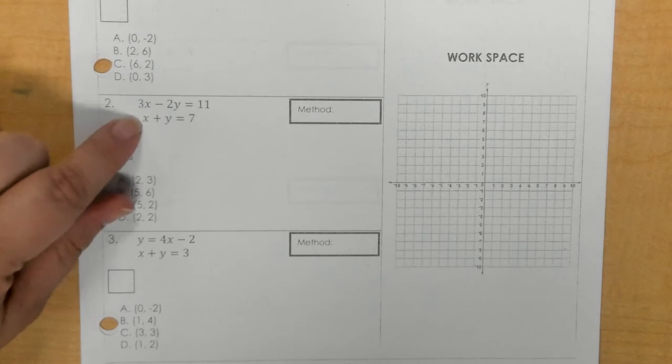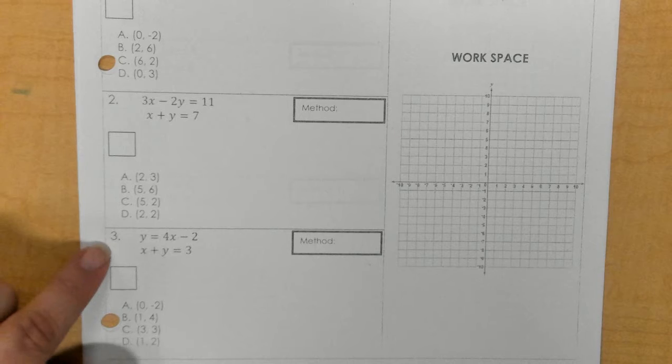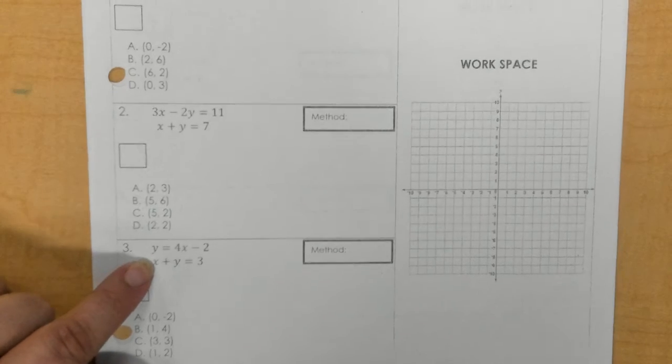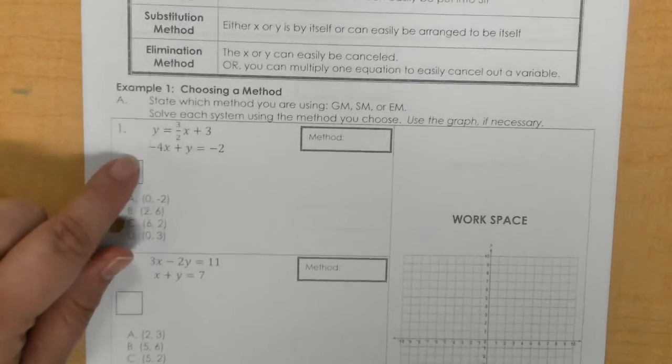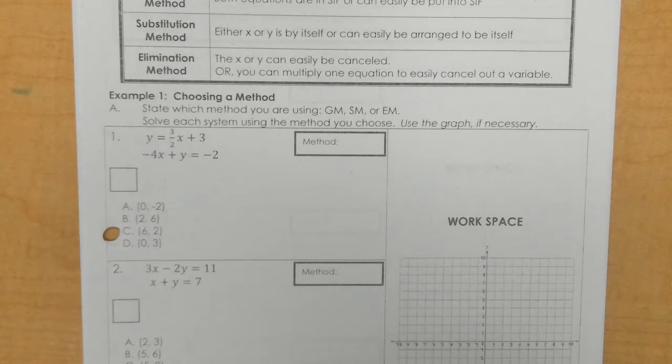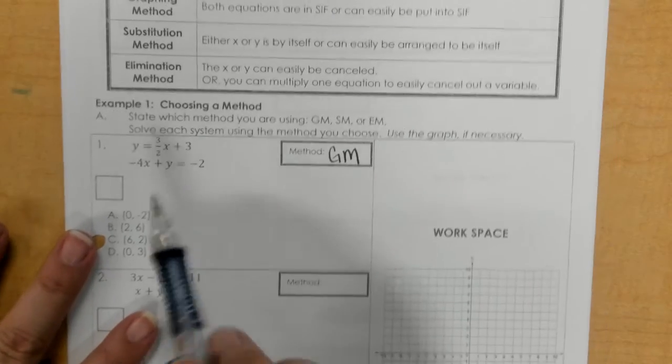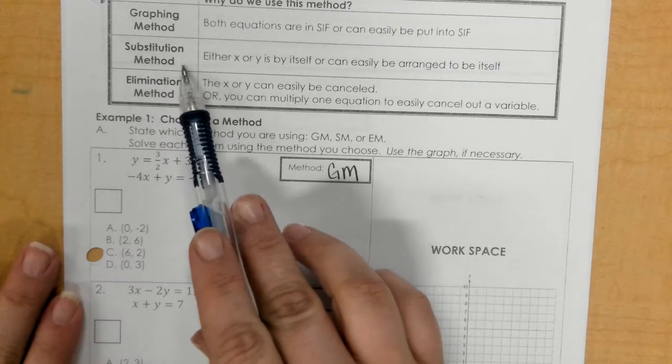This one, we don't have x or y by itself. And number 3, we do have y by itself, so that would be a possibility. But number 1 is the better one for graphing because we have that fraction. So we're going to use the graphing method for number 1.